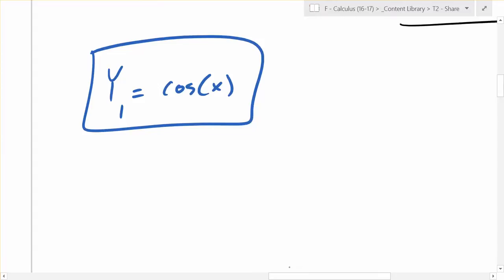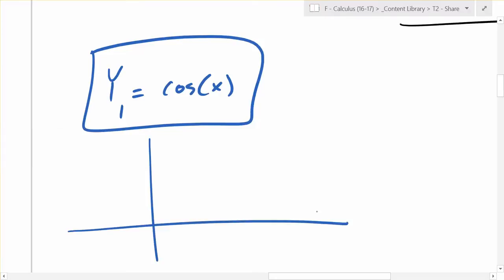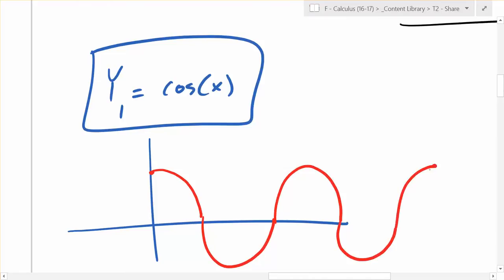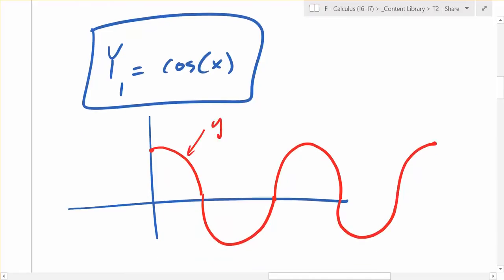The only thing I want you to change is y1 to cosine, and then hit graph and see what happens. Where does cosine start? We know that. Cosine starts at 1. So it goes down, it goes up. Did you get a graph that looks like this? Kind of goes like that, right? Now, that right there is y equals cosine x, right?